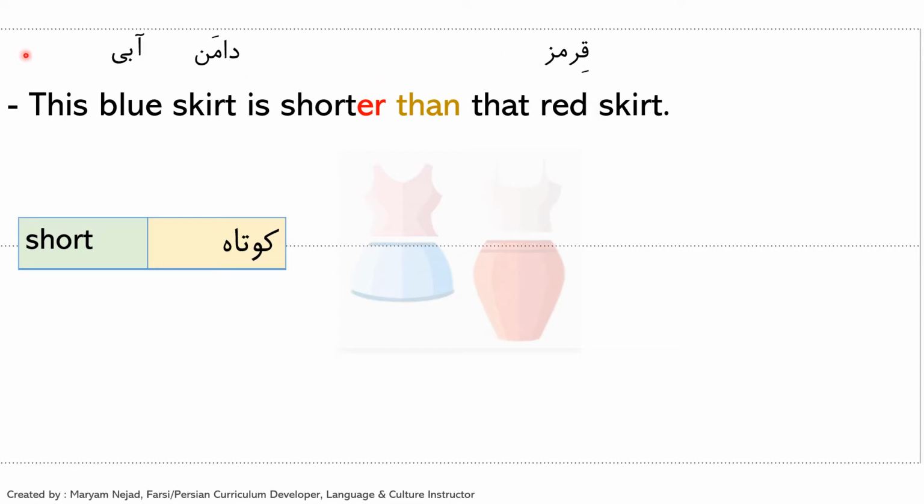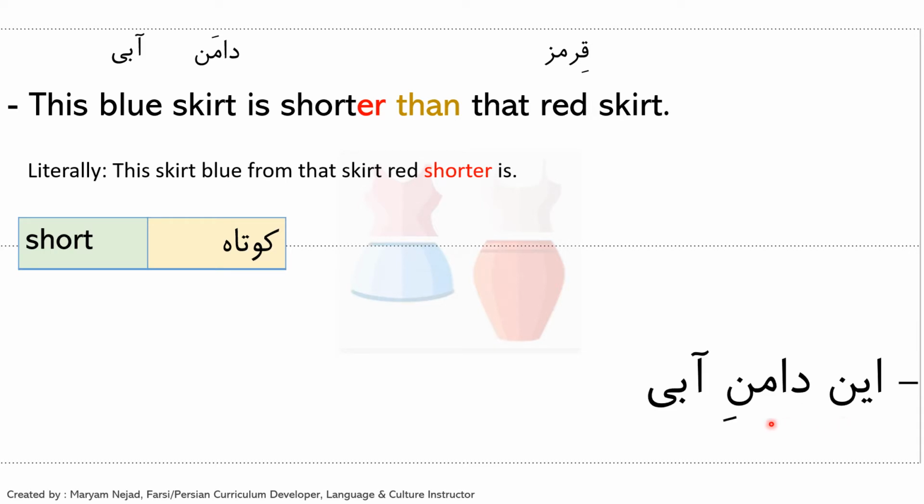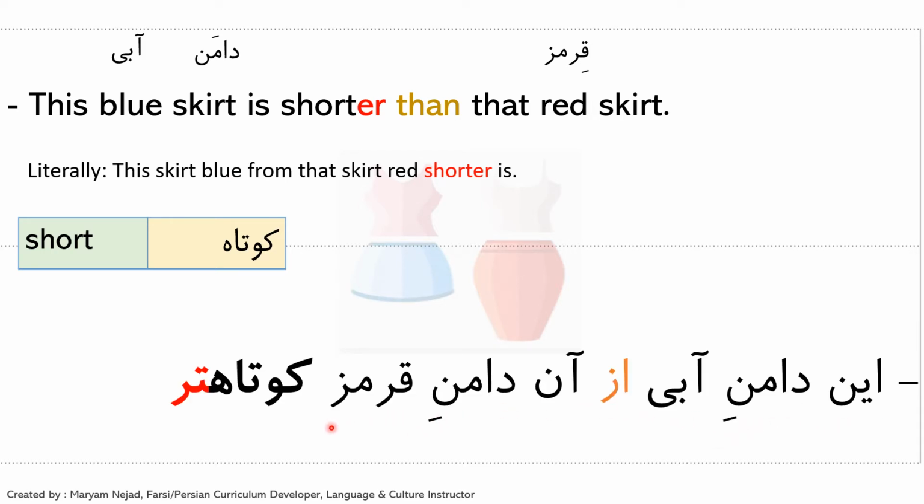So remember, literally we need to say something like this skirt blue from that skirt red shorter is. And again, because in Farsi the order of noun and its modifiers is the opposite of English. In English you say blue skirt, in Farsi we say skirt blue, and we need to connect these two, skirt blue and skirt red, with an ezafe. Alright, so this sentence is این دامن آبی از آن دامن قرمز کوتاه‌تر است.